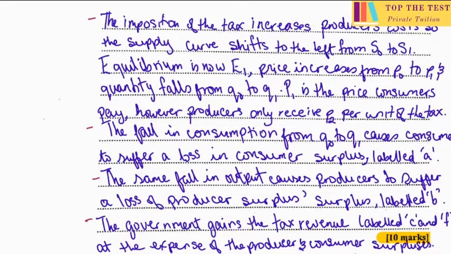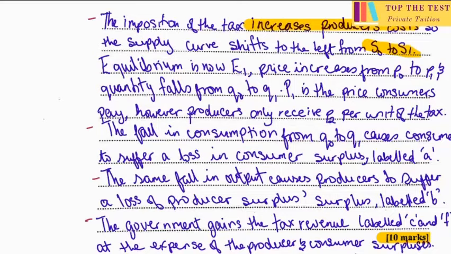We're going to highlight some of the important points. So the imposition of the tax increases producers' costs. So the supply curve shifts to the left from S0 to S1. Equilibrium is now E1, and the price increases from P0 to P1, and the quantity falls from Q0 to Q1. Notice I am incorporating the diagram into the explanation. You have to make the link between the two. They're not separate and apart. You have to use the diagram to aid in your explanation.